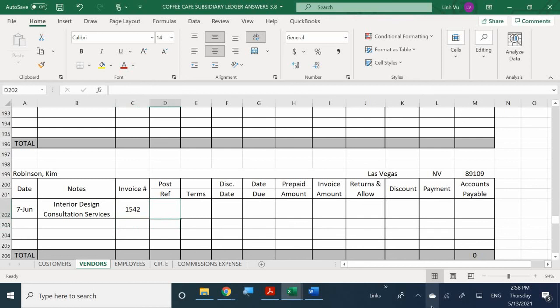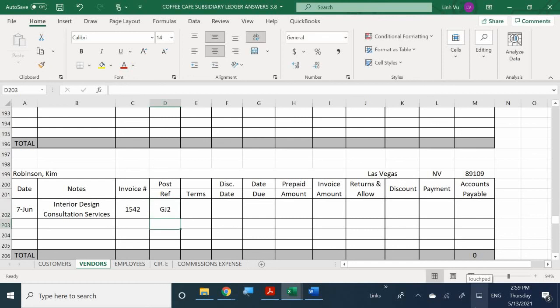So this is where you need to keep your billing information. The billing information should always be on the bill that you receive. It's not what you make up, but whatever you see on the bill. So in this case, we received it. It was invoice number 1542. Post reference, once again, this transaction happened on our general journal number 2.